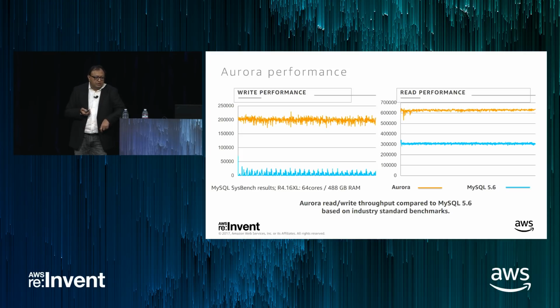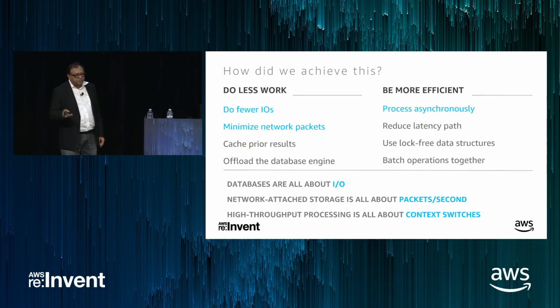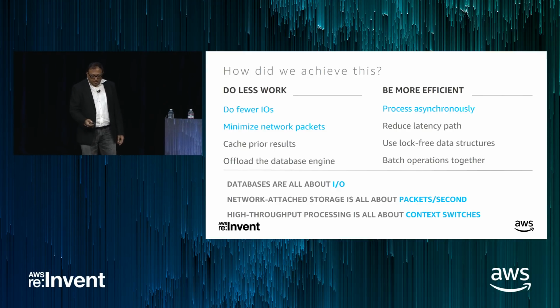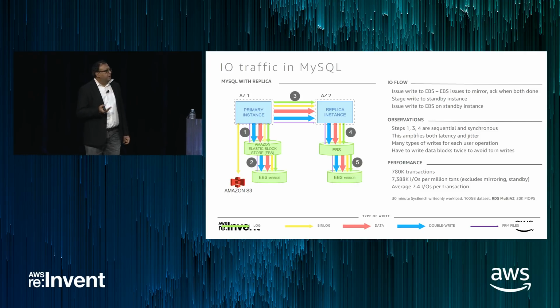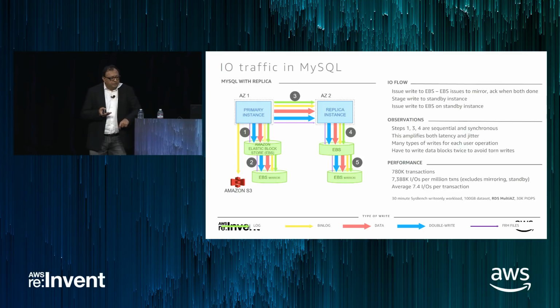So how do we achieve this? At core, we achieve it because we do less work, and finally, at the end of the day, these databases are all about I/O. Networked systems, where you separate storage from compute, it's all about packets per second and network bandwidth and so on. So it's really about reducing the IOs, minimizing the packets, processing asynchronously. And so what does that turn into? Let's compare RDS MySQL to Aurora in terms of the traffic. There are 5 different types of writes that go on in MySQL.